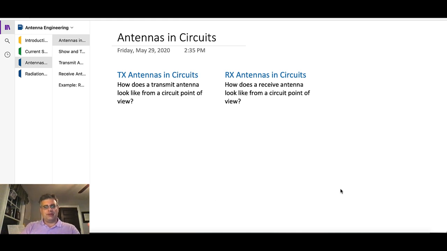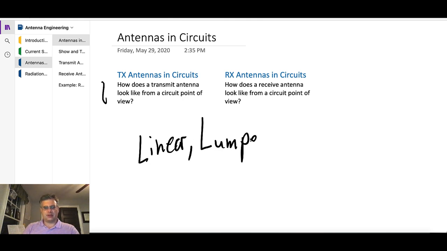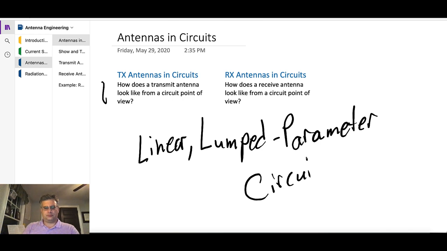So you are probably very comfortable with circuit theory at the moment, given that you're all juniors and seniors in electrical engineering. And that means that you're very good at solving what we call linear lumped parameter circuits. And that's good. That's good.